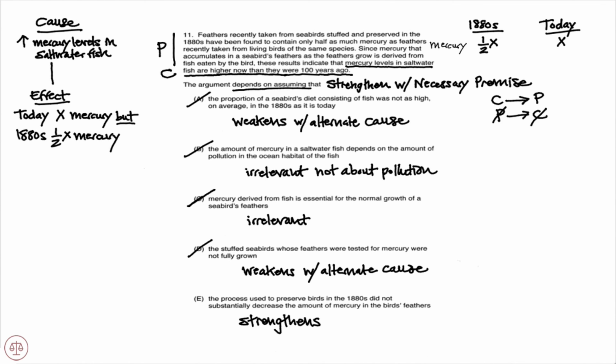But now let's see, is that necessary to this argument? So the process used to preserve birds in the 1880s did not substantially decrease the amount of mercury would become: the process used to preserve birds in the 1880s did substantially decrease the amount of mercury in the bird's feathers. And you notice that when you negate E, it destroys the argument, which proves that E is not only strengthening, but also necessary, and therefore E would be the correct answer.